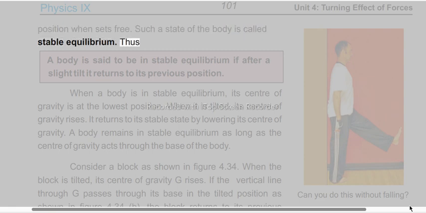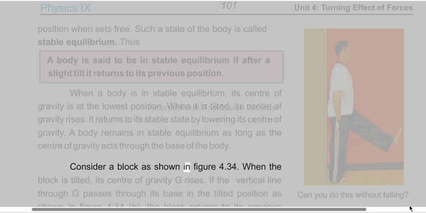Thus, a body is said to be in stable equilibrium if after a slight tilt it returns to its previous position. When a body is in stable equilibrium, its center of gravity is at the lowest position. When it is tilted, its center of gravity rises. It returns to its stable state by lowering its center of gravity. A body remains in stable equilibrium as long as the center of gravity acts through the base of the body.